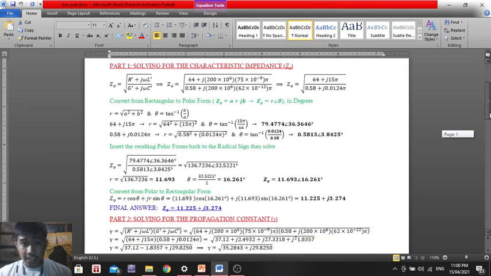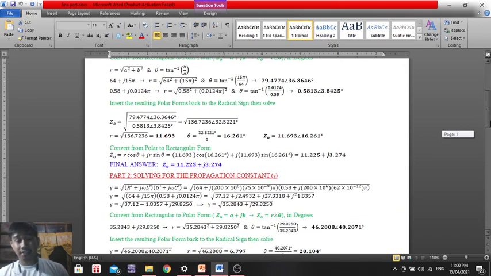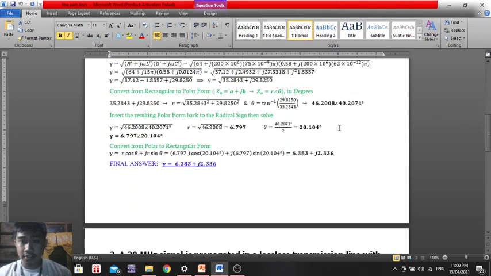Since the given is in rectangular form, the final answer must be in rectangular form for me. But you can just stop here because these two here and these two here are both the same. It's just different forms.